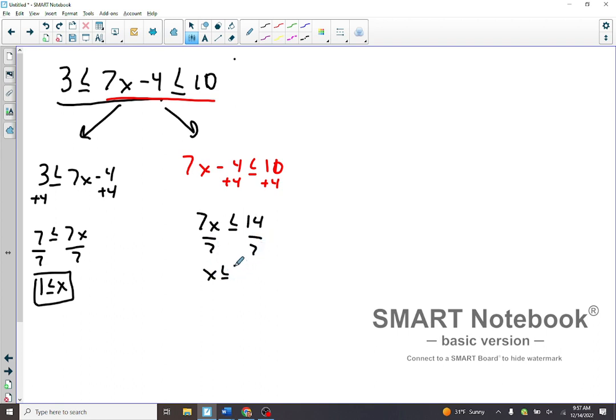Wait, how would you know to split the problem? How would you know when it looks like this? So you need to know when it looks like that. So when it has 2 less than or equal to signs, yes, absolutely.